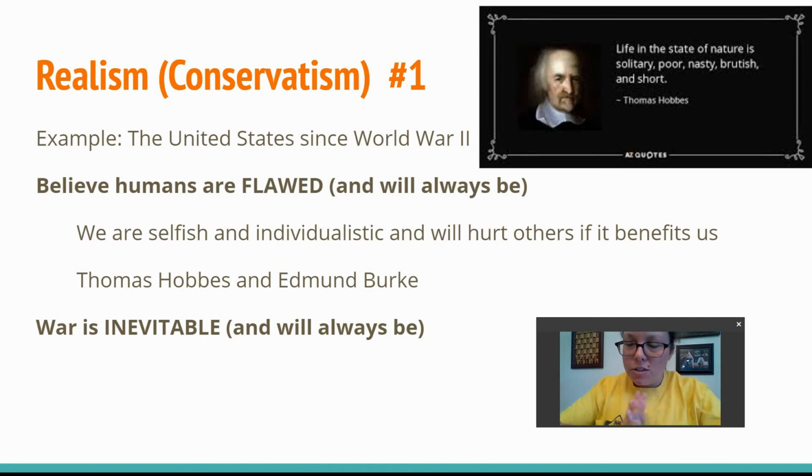Now, this is usually embraced by the more conservative political parties and countries, but I do want you to know that conservatism in international relations isn't the same as conservatism in political parties, okay? So realism is just what we're focusing on now, whereas conservatism as a political party in America has more issues and things like that. So this is the idea that other people are going to attack you at some point, and you need to be ready for it, okay?